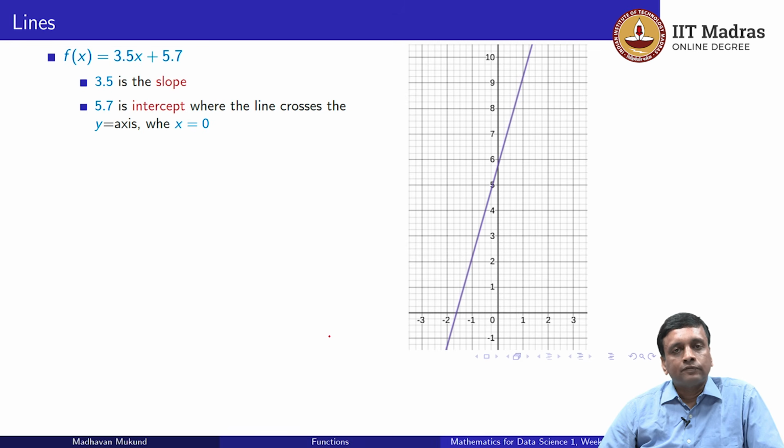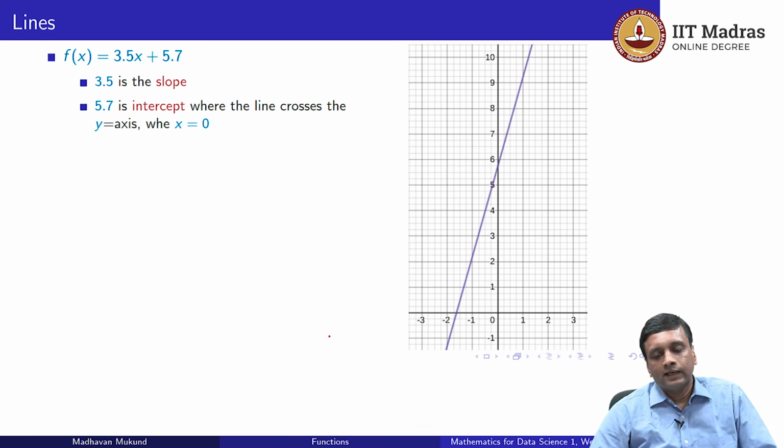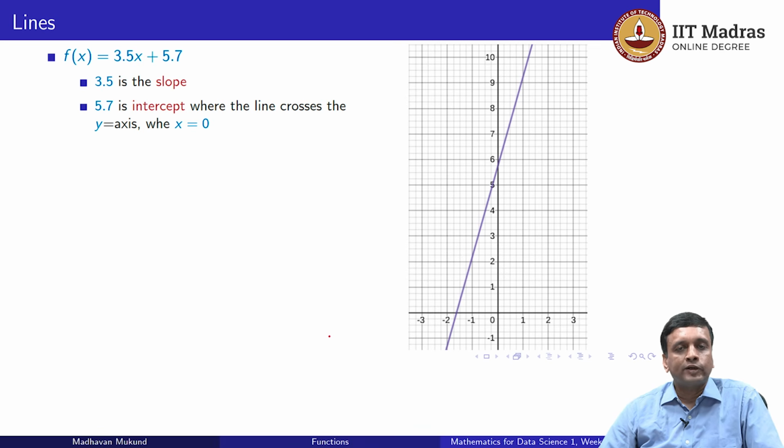So let's look at some other functions that we will encounter as we go along. So if we have a function of the form something x plus something, so mx plus c, then this defines a line. So on the right we see a line 3.5x plus 5.7, and what we will see as we go along in this course is that the quantity which multiplies x is called the slope, and it determines the angle at which the line goes, and the other quantity which is without x determines the intercept.